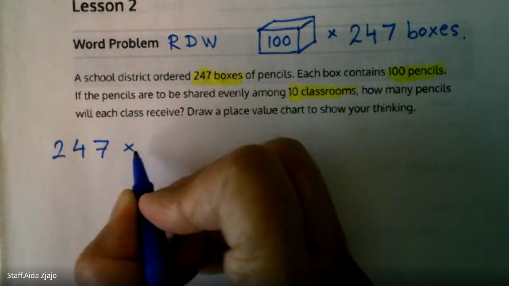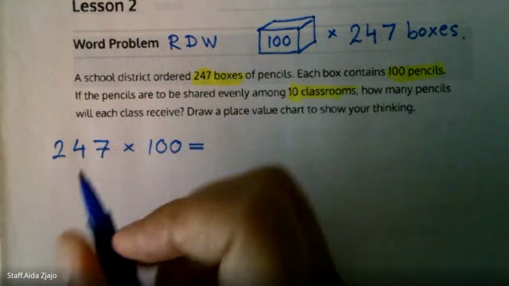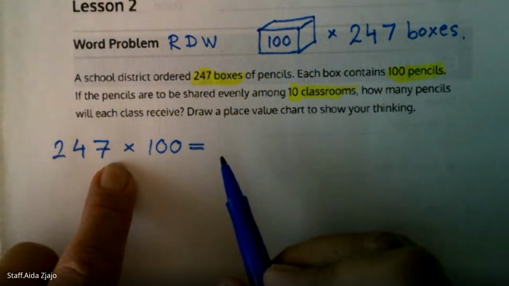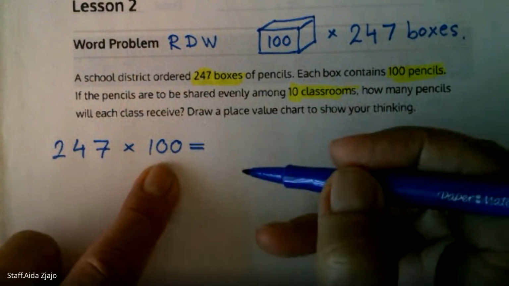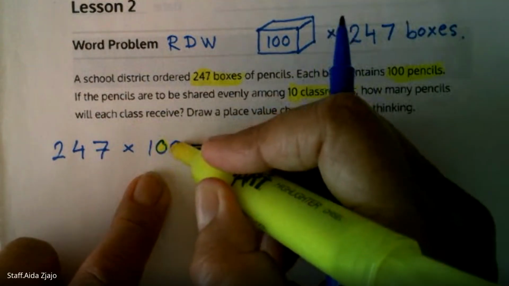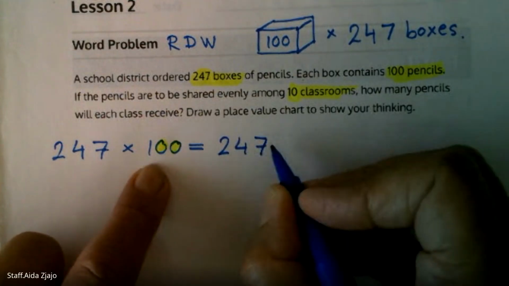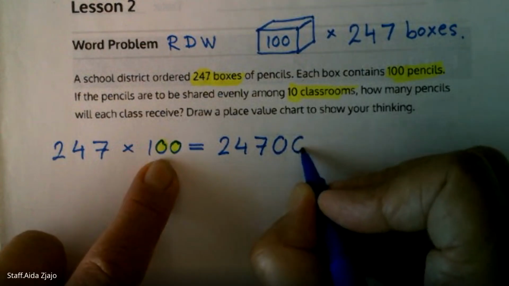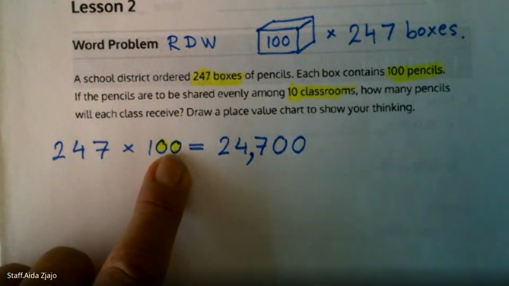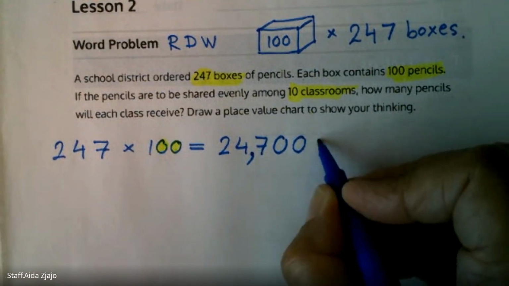247 times 100. This could be easily thought of like this: when you multiply by a power of 10, the number gains zeros. So it would be 247, and I will add 2 more zeros. And that would be 24,700 pencils altogether.